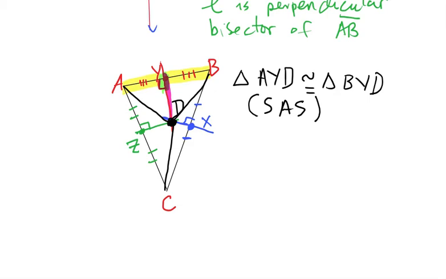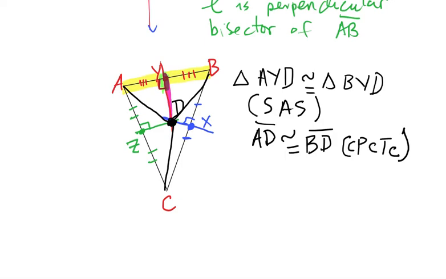So from that fact, we can say that AD is congruent to BD by CPCTC, corresponding parts of congruent triangles are in fact congruent. Now, let's consider another pair of triangles. Let's consider these two over here.